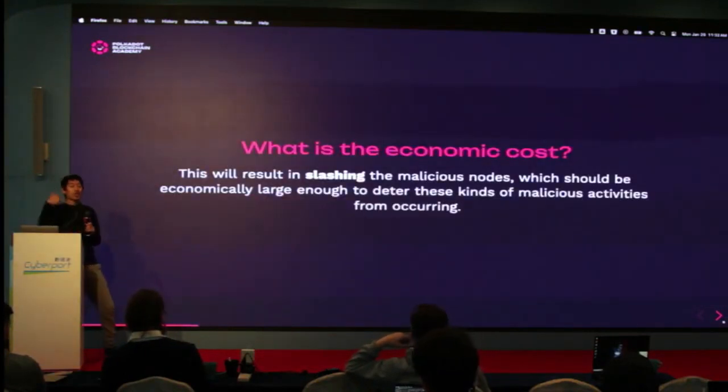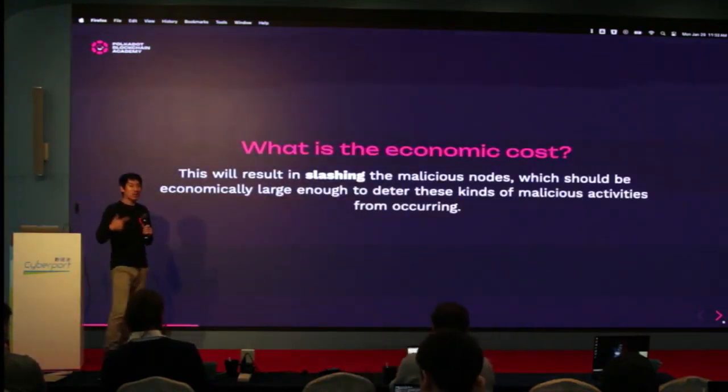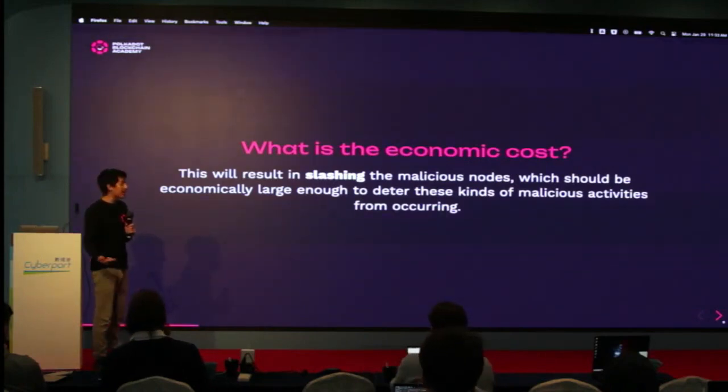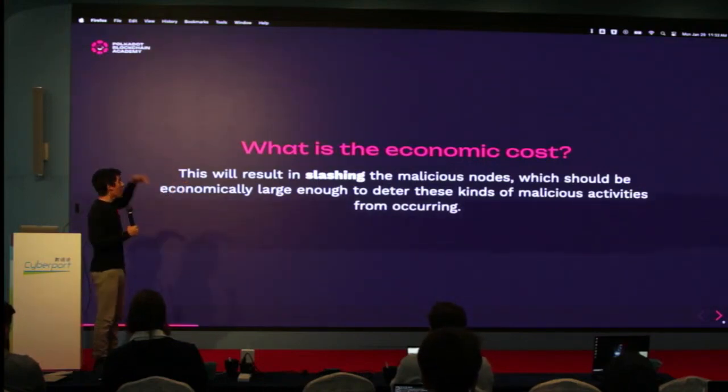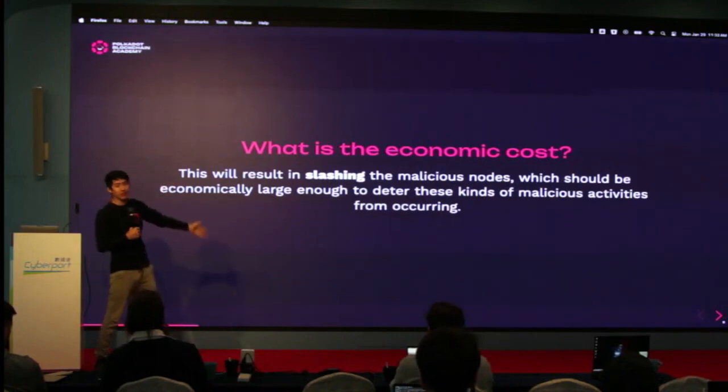So what is the economic cost of this attack? The economic cost of this attack, knowing that they equivocated, means that they will get slashed. Our blockchain logic has it such that if we detect two conflicting signatures, or that's reported to the blockchain, we will slash those nodes, right? And the slash should be economically large enough to deter the kinds of malicious activities from occurring.